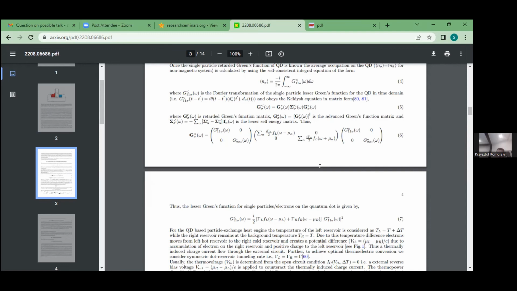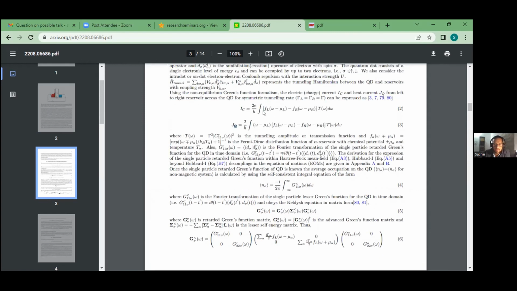In the linear response regime, one can do a Taylor series expansion. But since we are interested in the non-linear regime, we have just used these formulas. You can see the definition of the Green function here, the part which I highlighted. This is the Green function, the direct Green function.